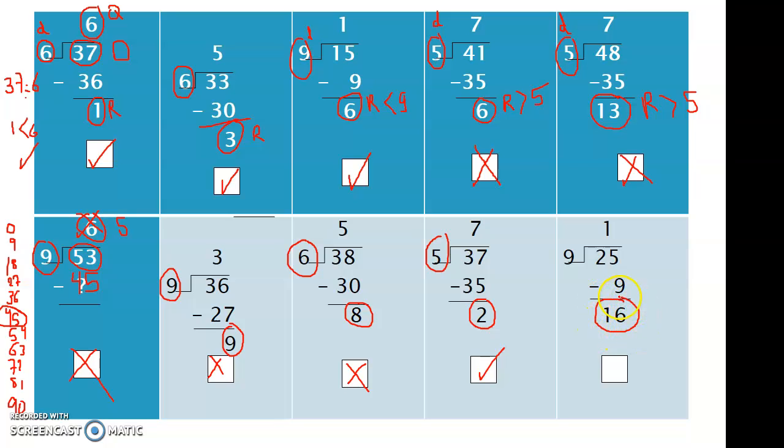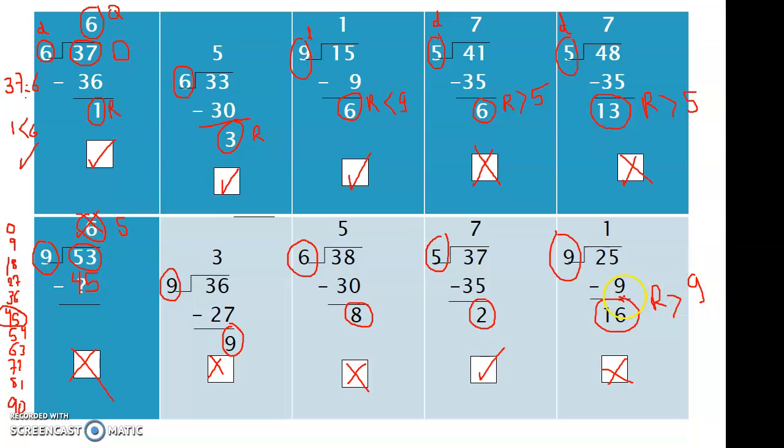And here, remainder how much? 16. 16 is a remainder with divisor 9. Remainder 16 is bigger than 9. So we can make more groups of 9. So is it correct? No, it's wrong. Because the remainder is bigger than 9 and it has to be less.